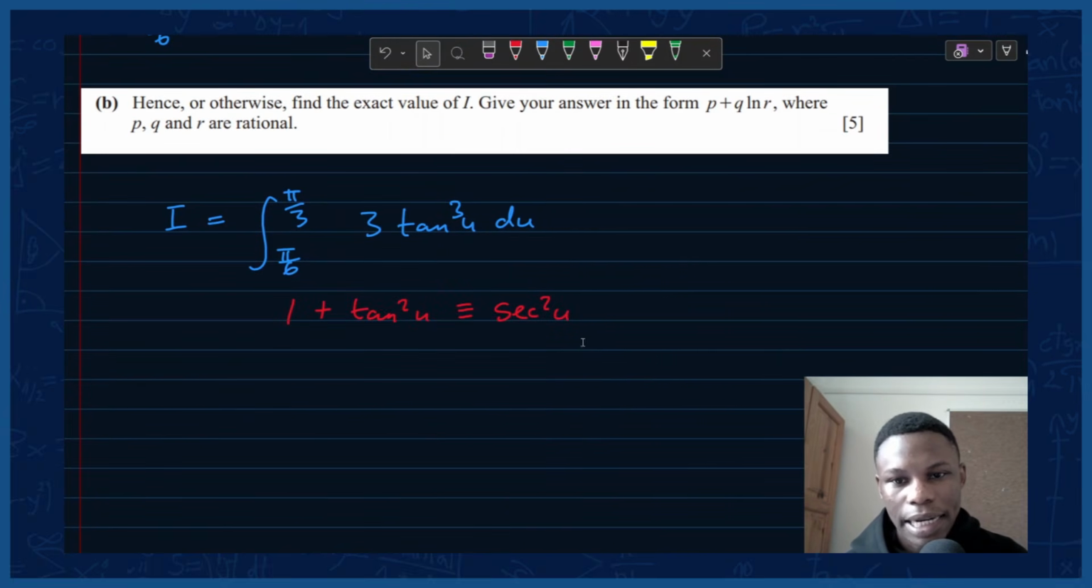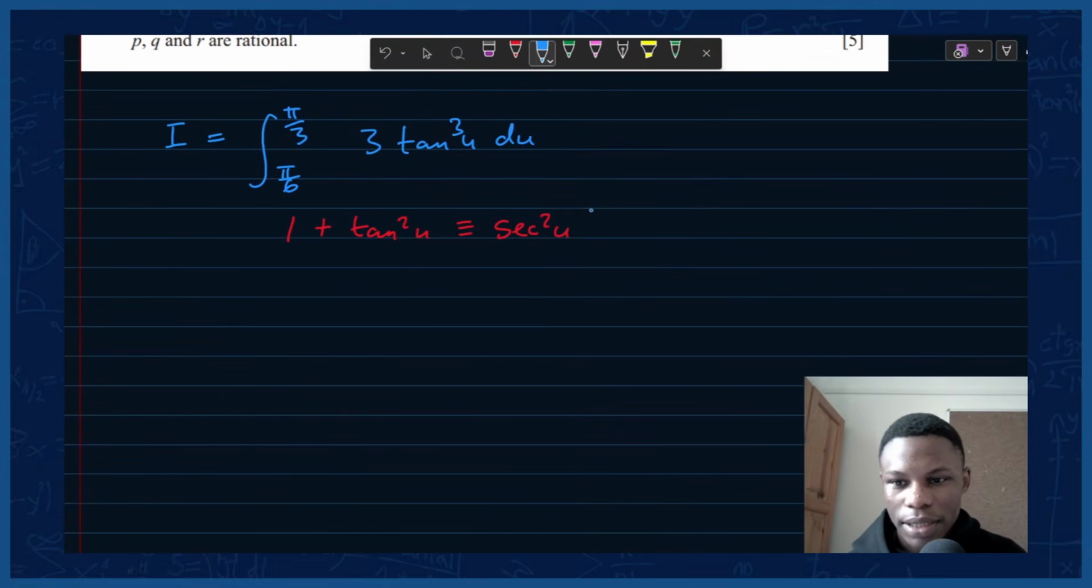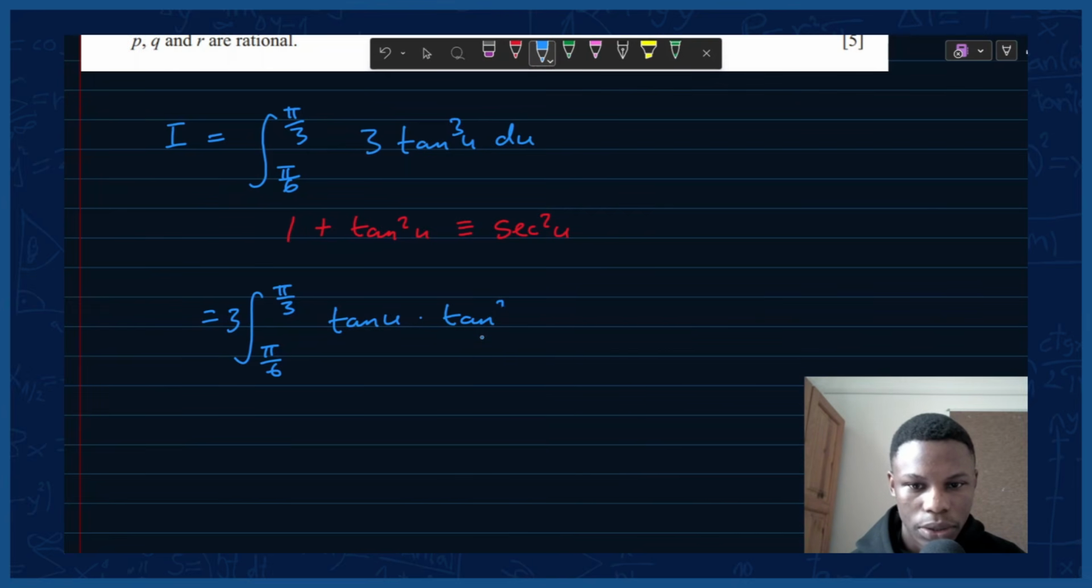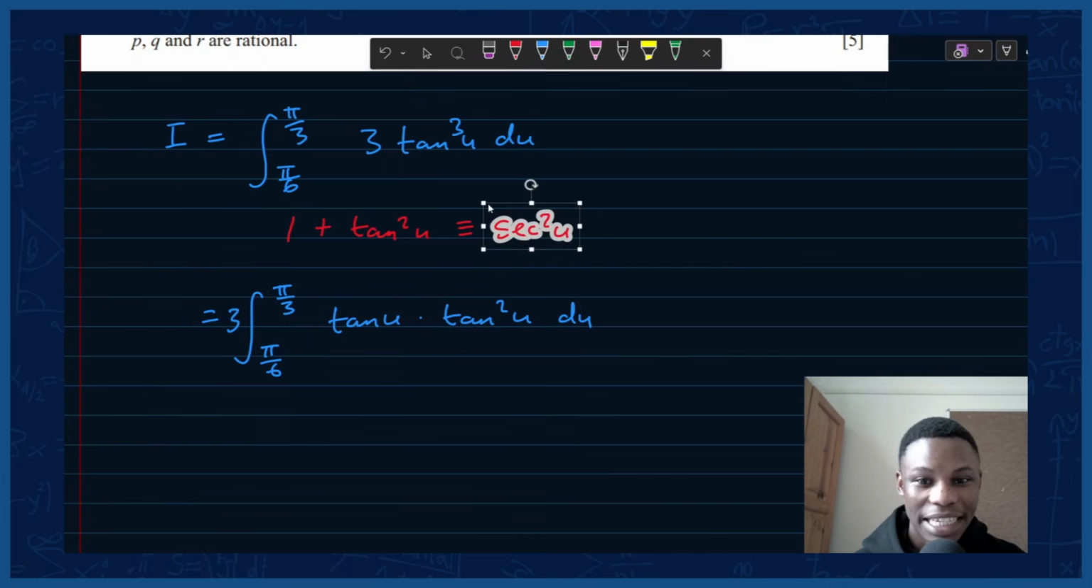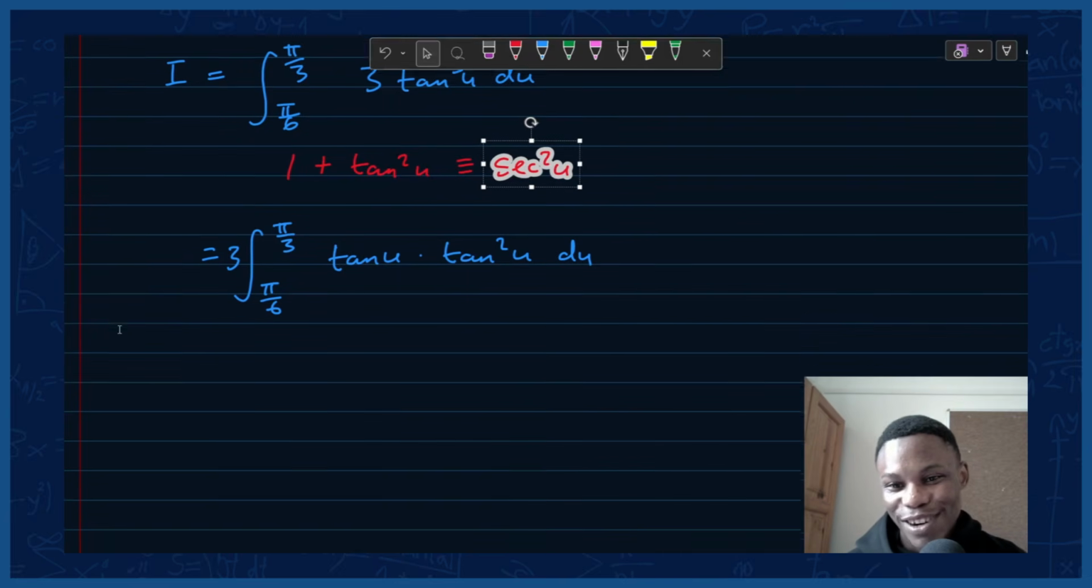We can say that I can write tan cubed u as, I'll just write this 3 outside the integral sign, and we can write tan cubed u as tan u multiplied by tan squared u du. Again, it's not a natural thing to do, but the idea is that we're trying to write tan squared u in terms of sec squared because we know how to integrate or deal with sec squared. That's the idea. It's not a natural thought, but this is the approach.